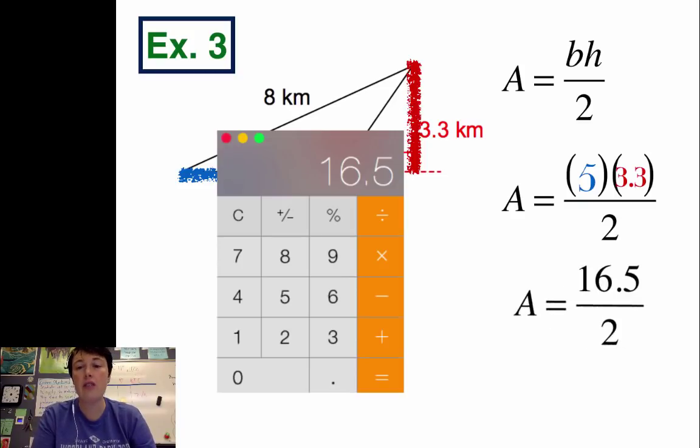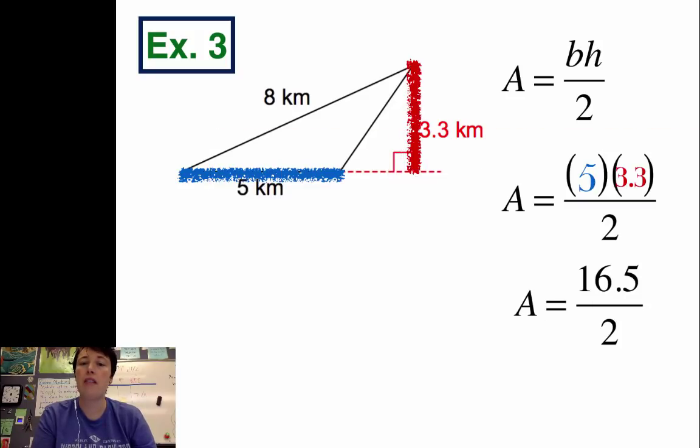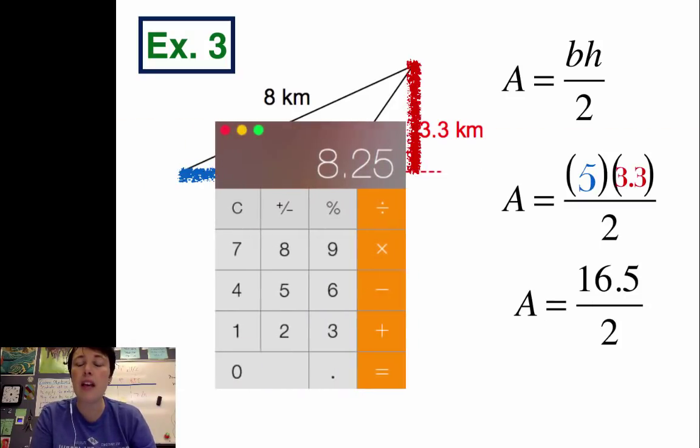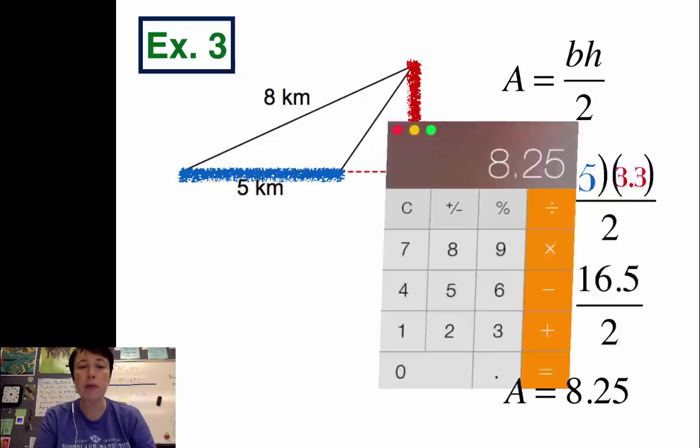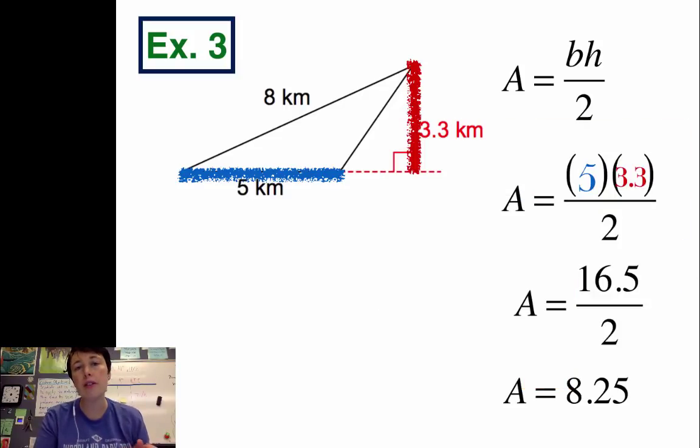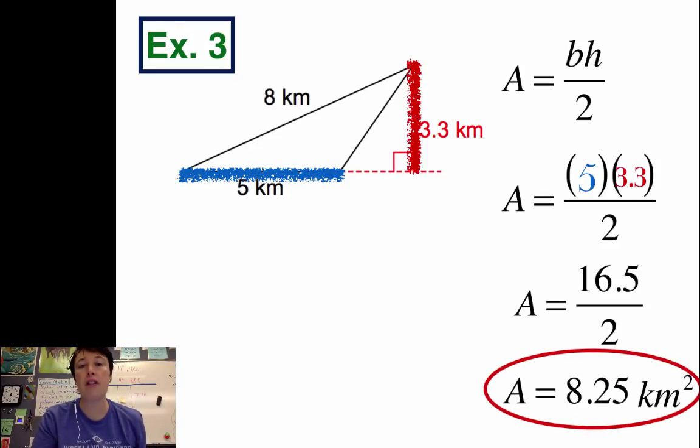So our area equals 16.5 divided by 2. Now we hit the divide by 2 button on our calculator and we get 8.25. So area equals 8.25. And the measurement for this triangle is all in kilometers, so we say kilometers squared. Little squares. Remember, every time, square those units. So 8.25 kilometers squared. Circle your answer. And we've got nice solid work here.